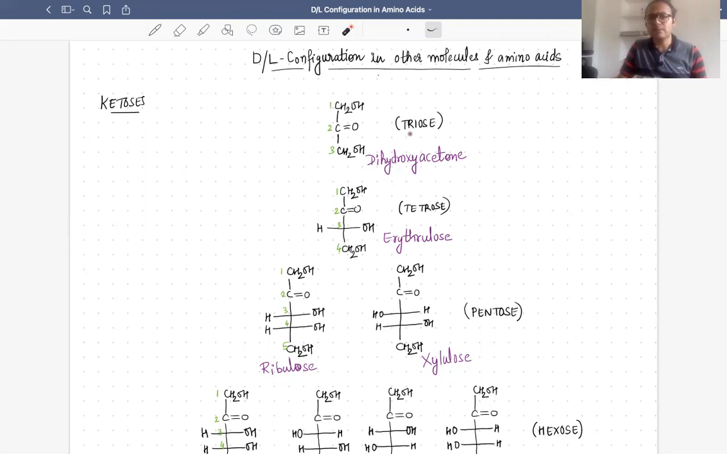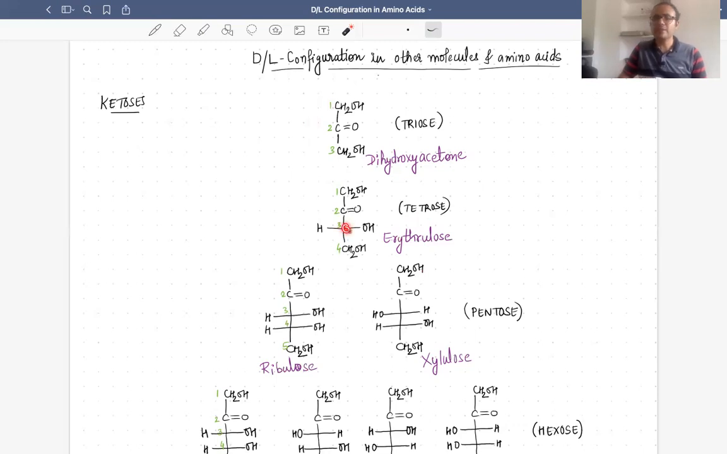Like in the case of aldoses, we have triose, tetrose, pentose, and hexose, depending upon the number of carbon atoms. If you compare the triose of the aldose, it was nothing but glyceraldehyde, but in this case, it is dihydroxyacetone. Dihydroxyacetone does not have a chiral center, and therefore we do not have any optical isomerism for the simplest ketone. Now, when we go to the tetroses, we find that we have one chiral center present here.